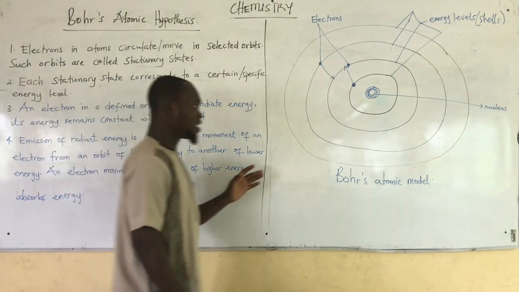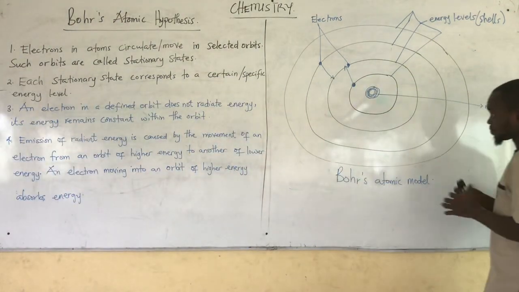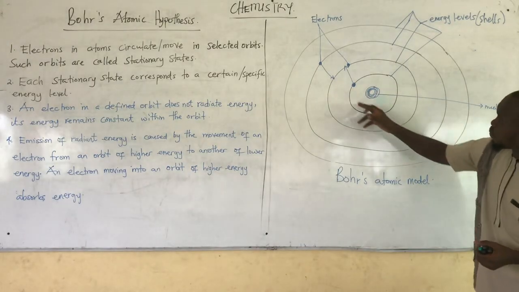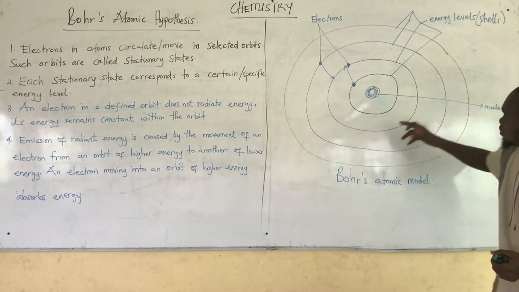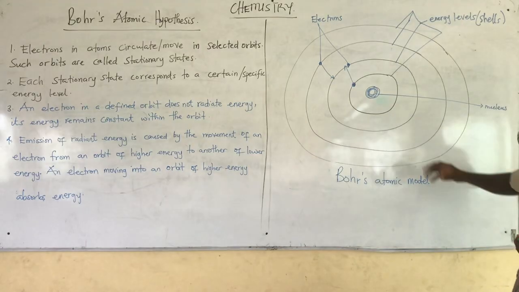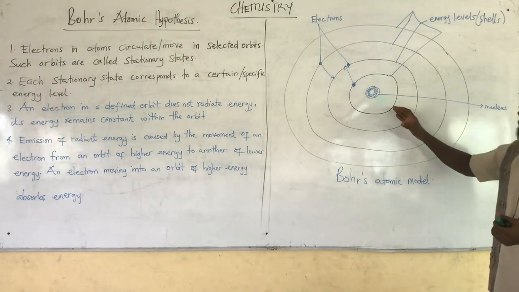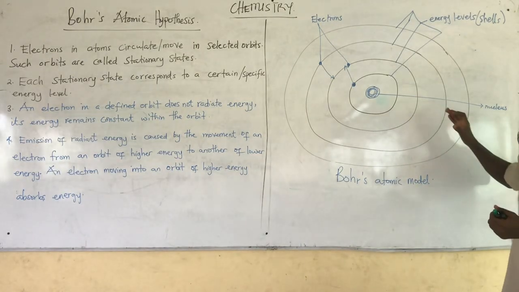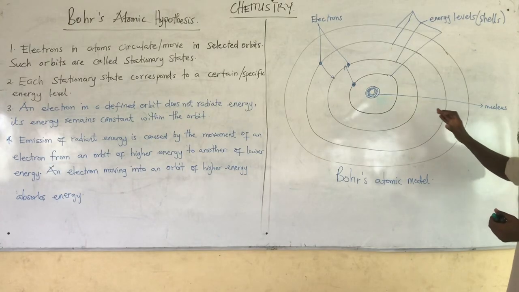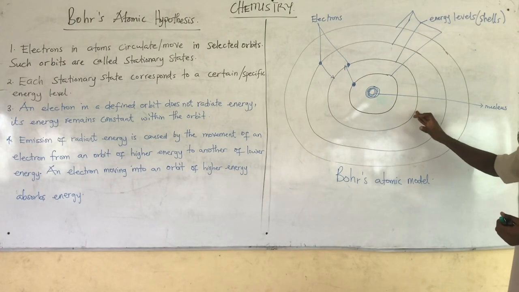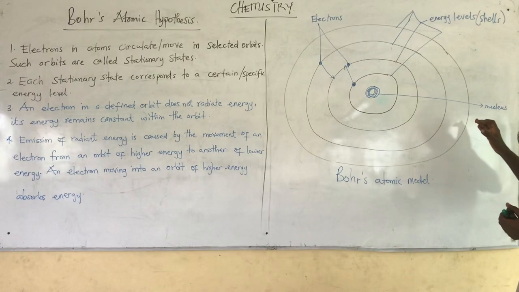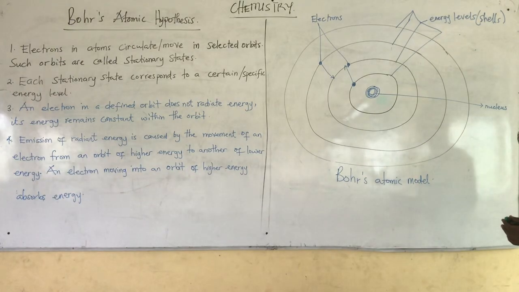So when you take the diagram I have here, each circular structure you see here indicates a specific energy level or a stationary state. These correspond to the energy levels or the shells, the specific stationary states.